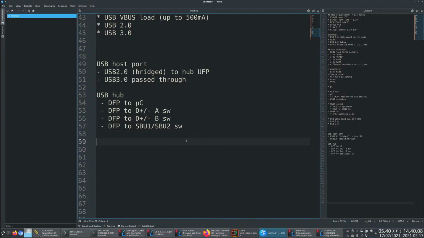That should be fine. So host port, USB hub. Then we have a microcontroller, and a priori, unless we have a really good reason to use something else, I'm going to make this some kind of STM32, with the built-in USB devices. And then we have the PD interface. And by the way, this is a Type-C, of course.